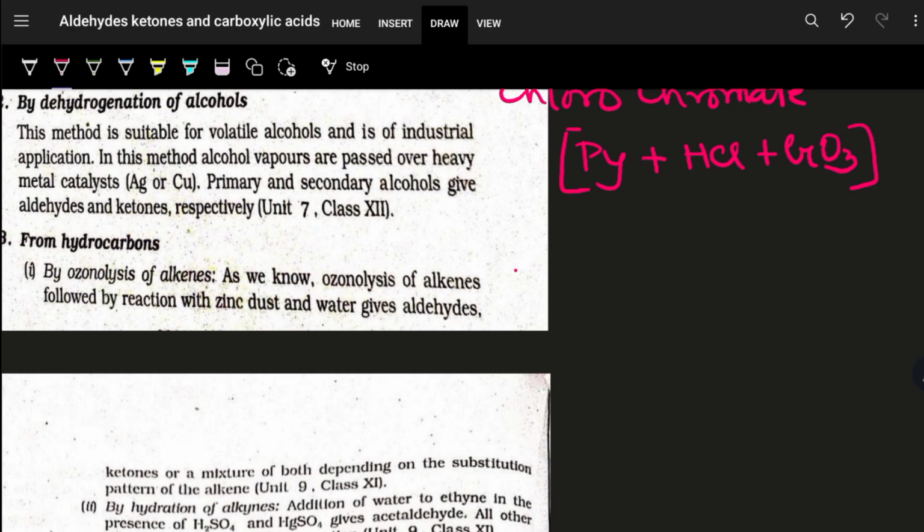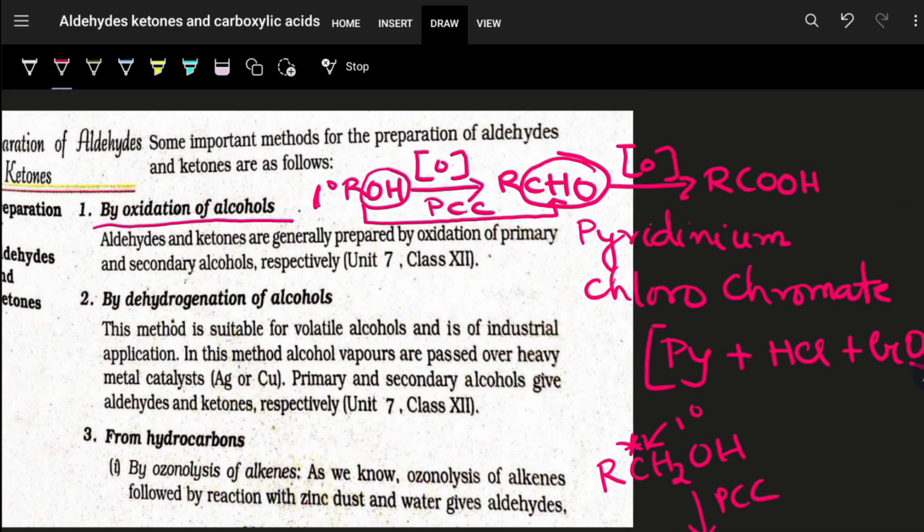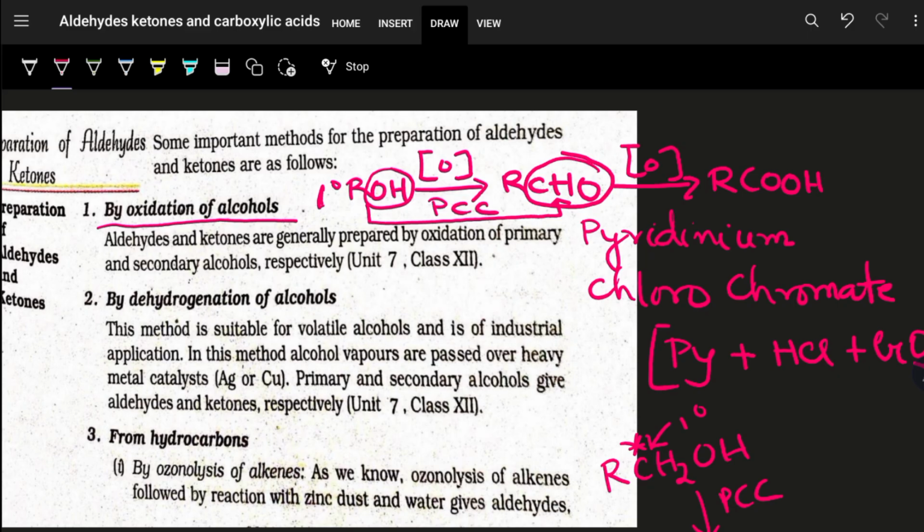So I can write RCH2OH, showing this carbon to be 1 degree. And then if I use PCC, it can get oxidized to RCHO, which is an aldehyde. Okay. So next, after this, by dehydrogenation of alcohol.